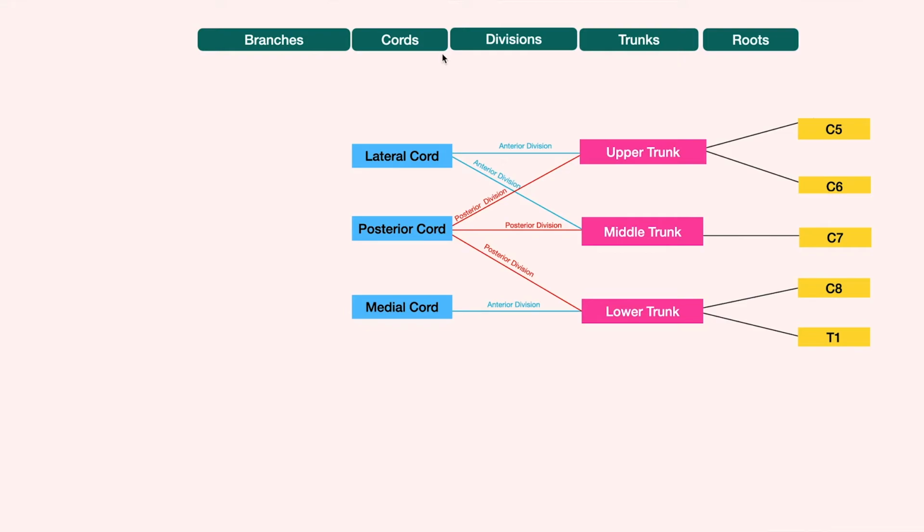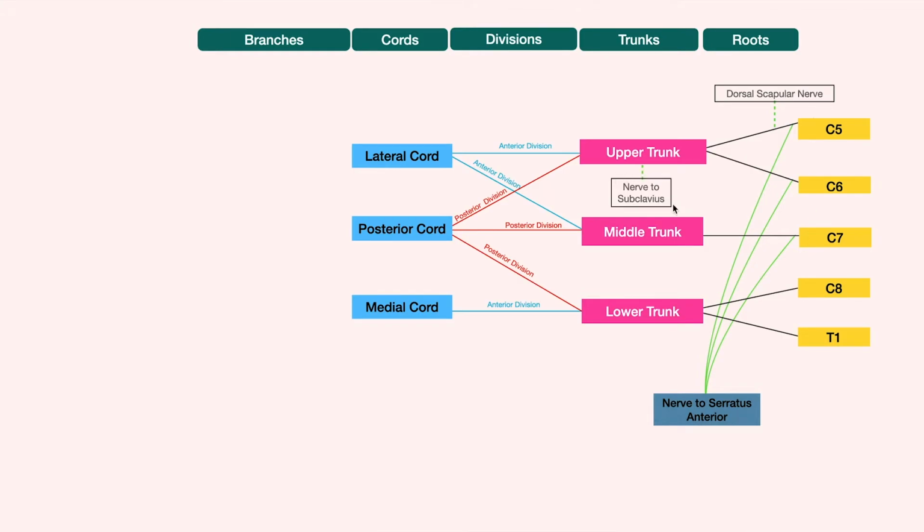Let's see the branches that arise from the brachial plexus. Here we have the dorsal scapular nerve arising from the C5 root. We have branches from the C5, C6 and C7 joining together, forming the nerve to serratus anterior. Coming to the trunk, we have nerve to subclavius arising from the upper trunk. And we also have a suprascapular nerve arising from the upper trunk.